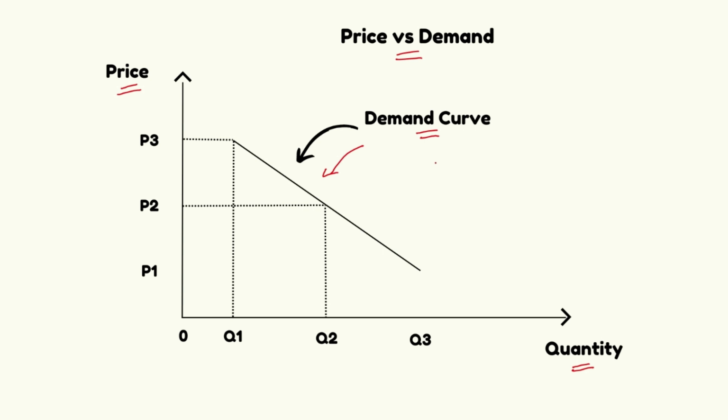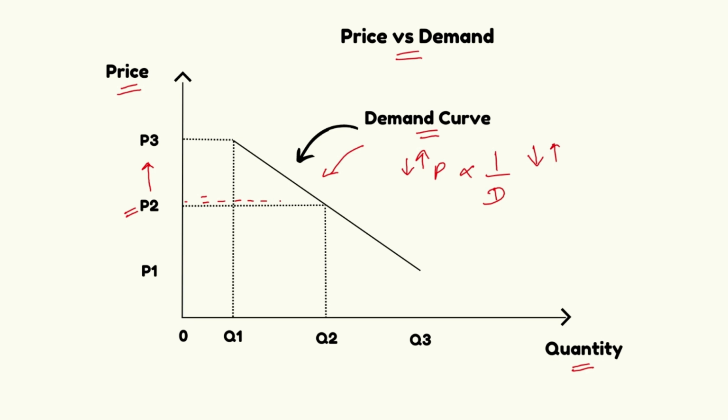The price and the demand are inversely related, which means if the price increases, the demand will decrease. If the price decreases, the demand will increase. Remember, demand is the ability and the willingness to pay for a good or service. Look at the demand curve here. Let's consider price P2. As the price increases from P2 to P3, what will happen to the demand? Let's see.